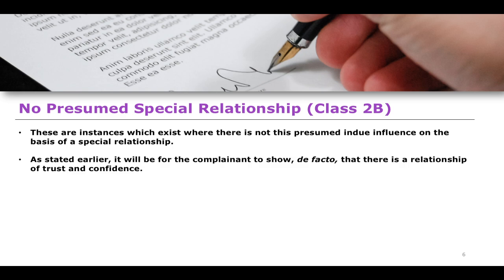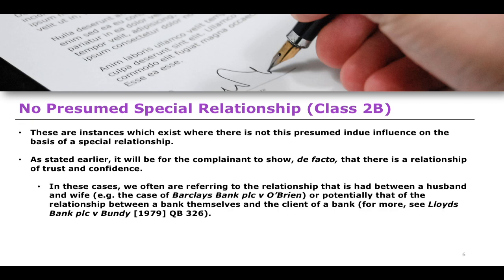But as stated earlier, it will be up to the complainant to show that de facto there is a relationship of trust and confidence. When we refer to the relationship between a husband and a wife, as is the case of Barclays Bank, for example, or potentially that of the relationship between the banks themselves and the clients themselves, which is a case that you can see in Lloyds Bank PLC and Bundy, these are both examples in which you can try and present the case that there exists de facto a relationship of trust and confidence, at which point we can then come to a conclusion about Class 2B presumed undue influence.